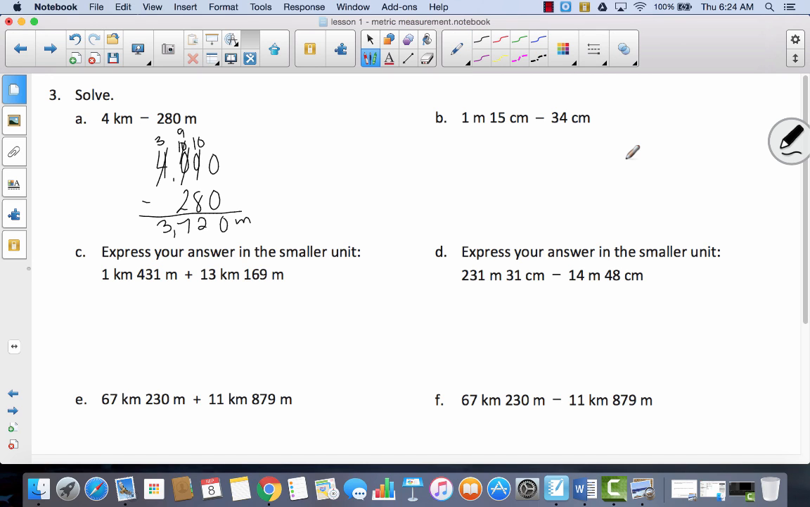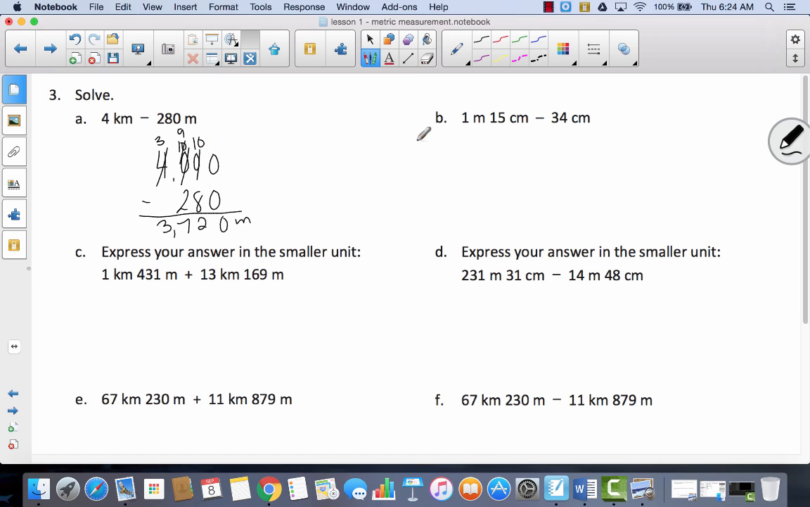Okay, so when I subtracted, I had to ungroup 1,000 so that I was able to come over here and take that 1,000 and make it 10 hundreds, and then I unbundled or decomposed 100 into 10 tens so that I was able to subtract.